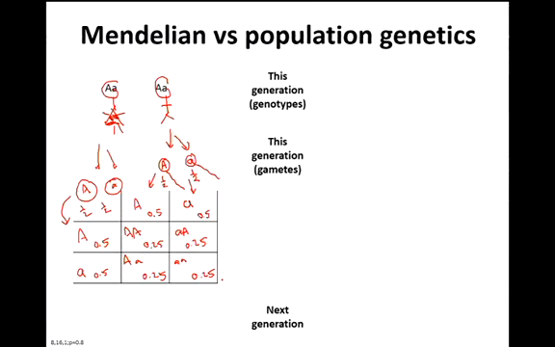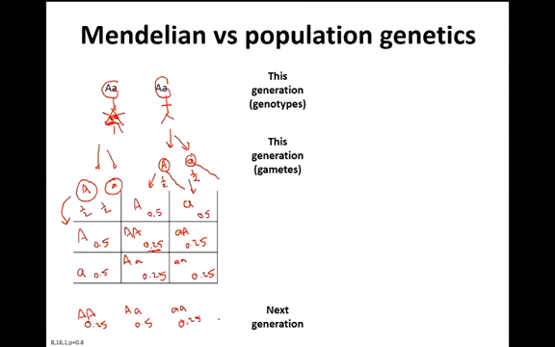Now, in the next generation, say these parents reproduce and produce the next generation. The chance of a big A big A happening is 0.25. The chance of a heterozygote occurring is 0.25 plus 0.25, which is 0.5. The chance of a homozygous recessive happening is 0.25. That equals 1 if you add them all together.